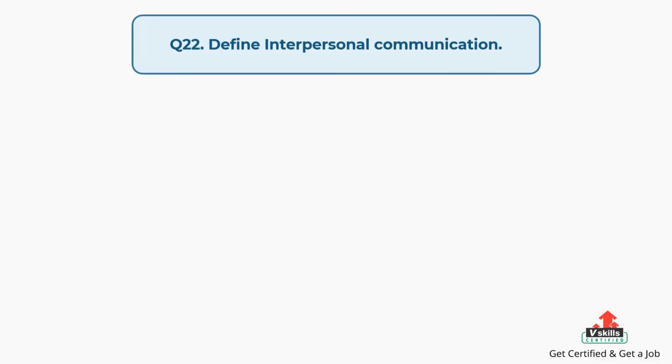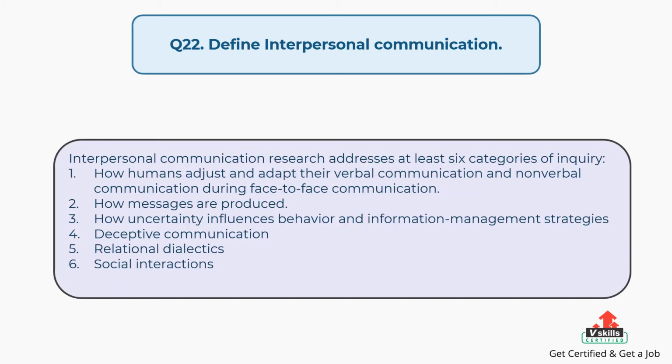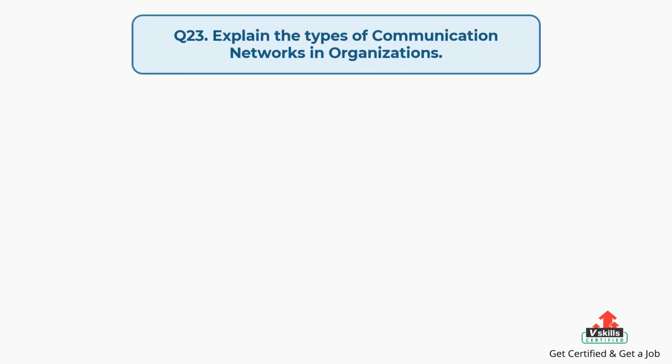Question number 22. Define interpersonal communication. The answer is: interpersonal communication research addresses at least 6 categories of inquiry. Firstly, how humans adjust and adapt their verbal communication and nonverbal communication during face-to-face communication. Secondly, how messages are produced. Thirdly, how uncertainty influences behavior and information management strategies. Next, deceptive communication. Then, relational dialectics. Lastly, social interactions.